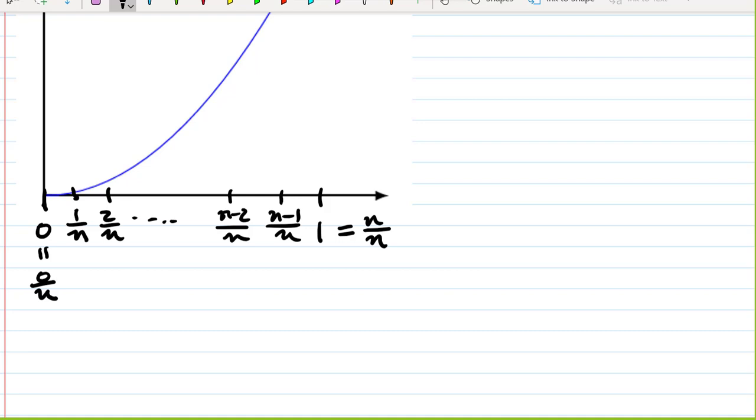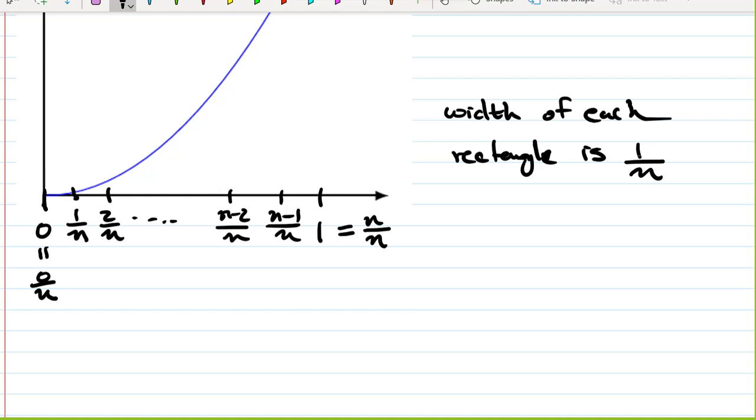So then the width of each rectangle is 1 over n. Right? Because it's 1 over n, 2 over n, 3 over n, 4 over n, all the way out. And then the height of each rectangle is going to be f of 1 over n.